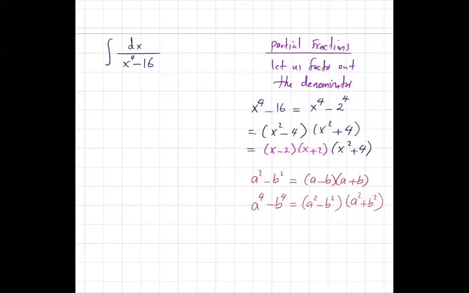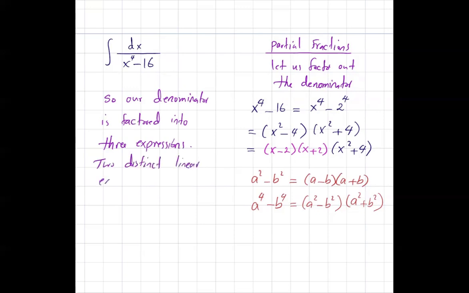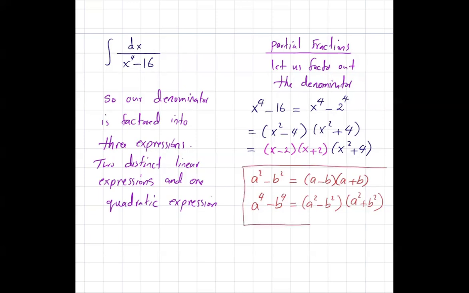So what do we see so far? We see that our denominator is factored into 3 expressions: 2 distinct linear expressions and 1 quadratic expression. And please note that your quadratic expression cannot be broken down into smaller pieces because the discriminant is negative.